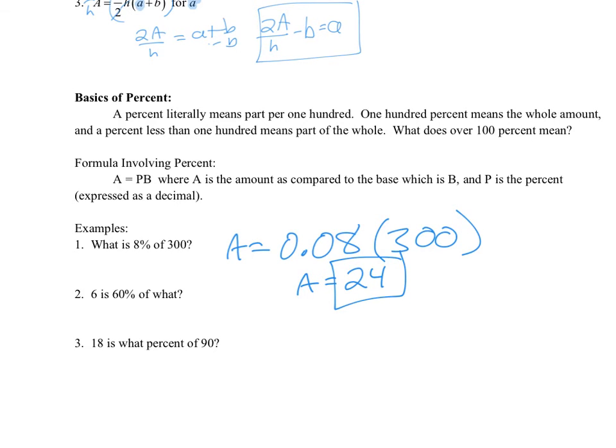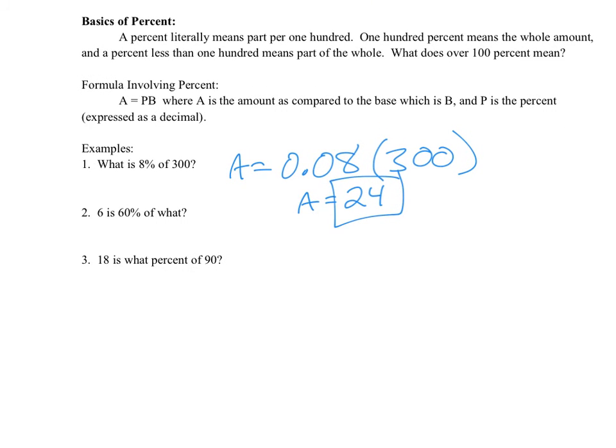24. Okay, what 6 is 60% of what? So the amount is 6. 6 is 60%, 0.6 of what? We're looking for x. So we divide both sides by 0.6, and we get x. What is 6 divided by 0.6? Should be 10. So 6 is 10% of 60.